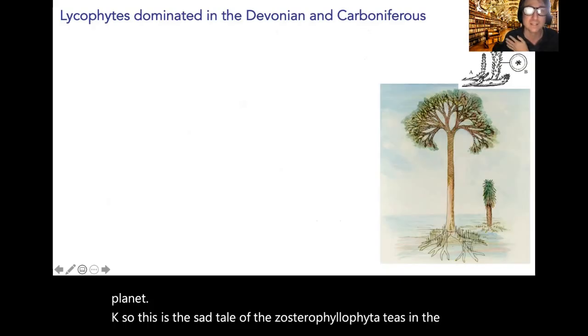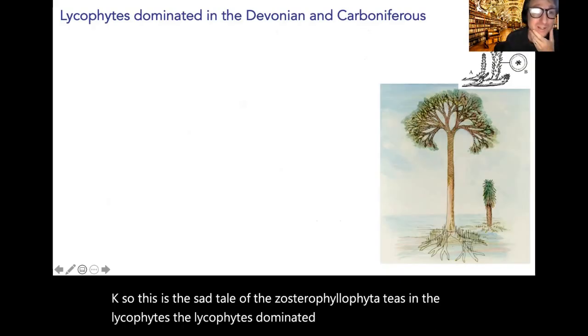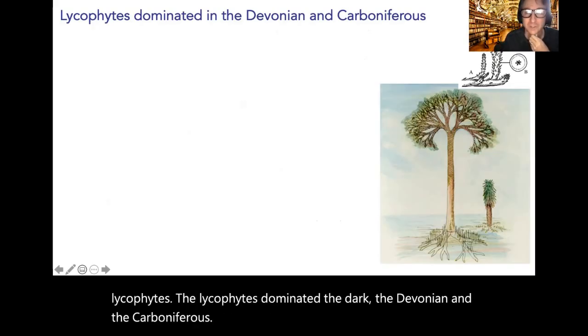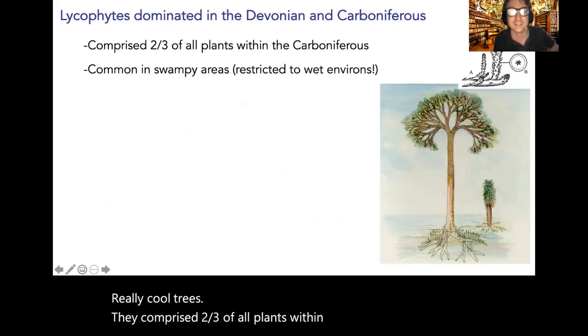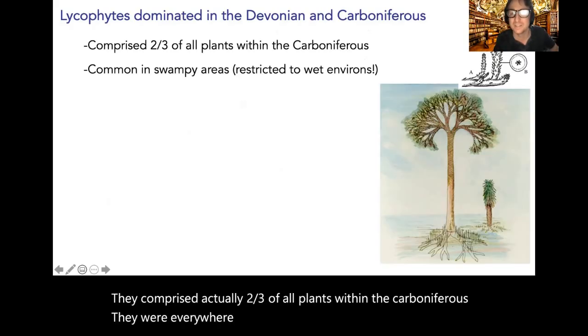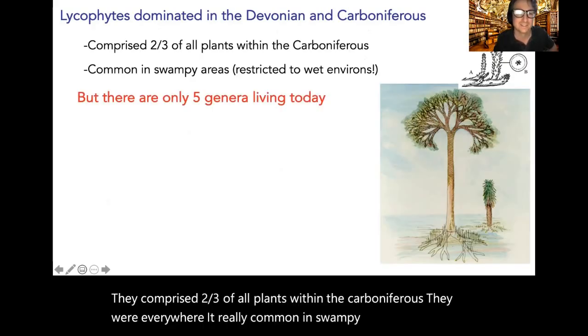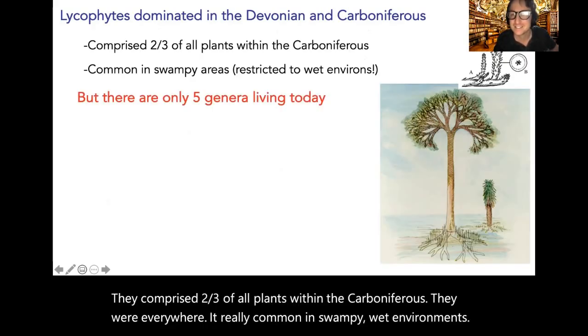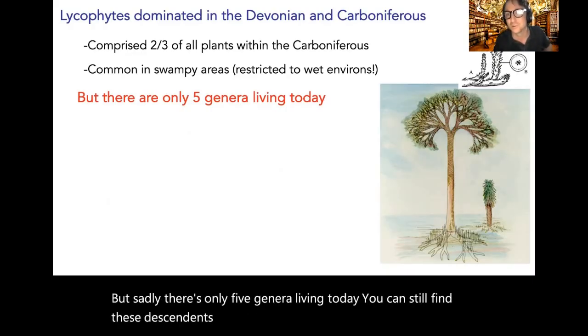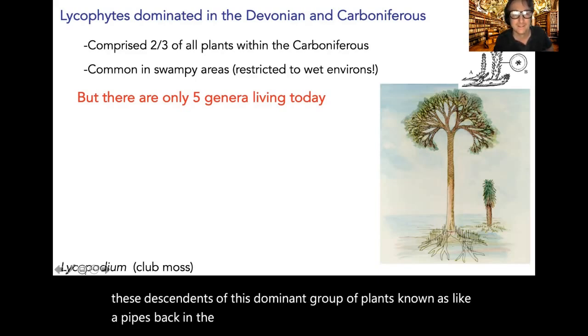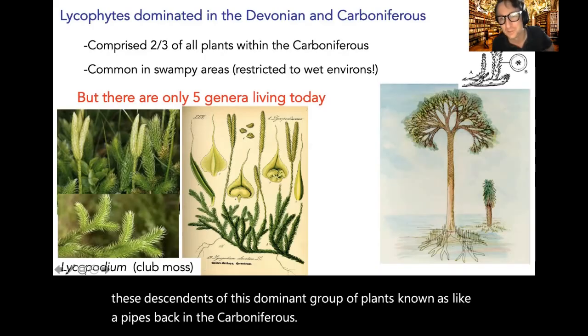The lycophytes dominated the Devonian and the Carboniferous. Really cool trees. They comprised actually 2/3 of all plants within the Carboniferous. They were everywhere. They're really common in swampy, wet environments. But sadly, there's only 5 genera living today. You can still find these descendants of this dominant group of plants known as lycophytes back in the Carboniferous. But sadly, they're pretty small.